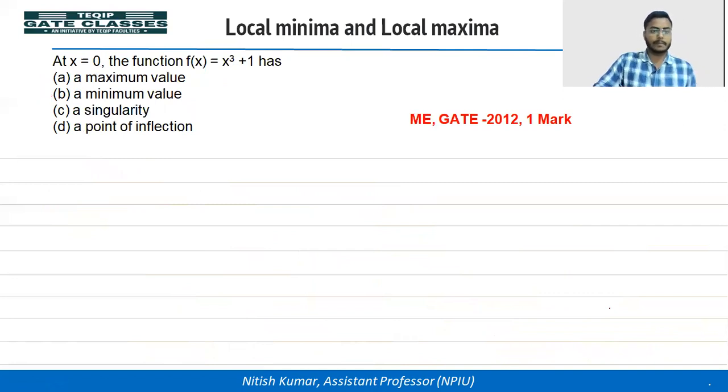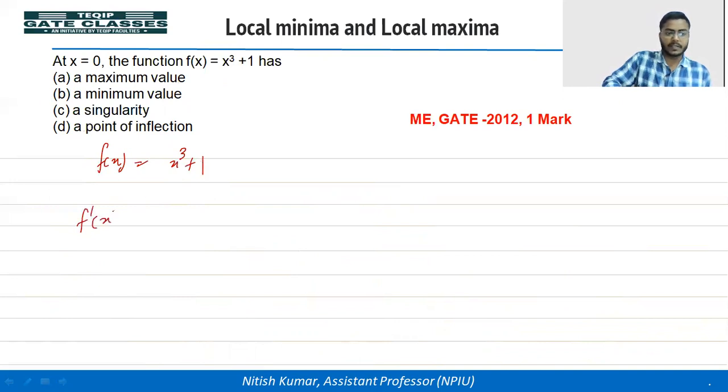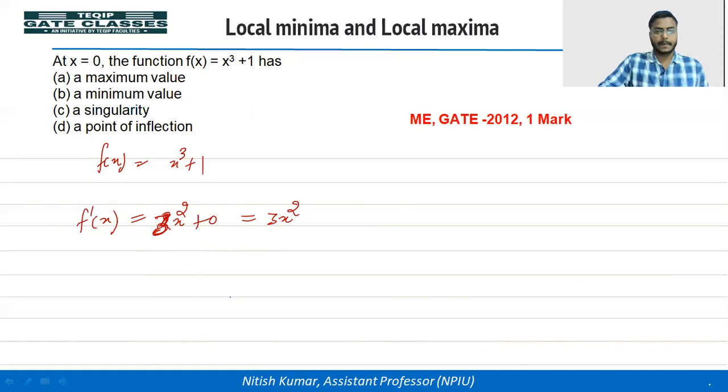Next question we have, at x is equal to 0, the function f(x) equal to x cube plus 1 has, you have to choose the option. So the function we have is x cube plus 1, just differentiate with respect to x. What we are getting is 3x square. So this would be 0. Then what stationary point are we getting? x is equal to 0, right?